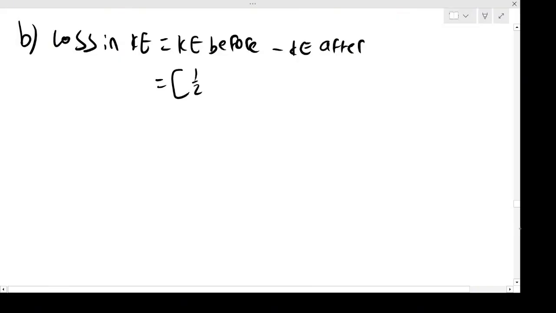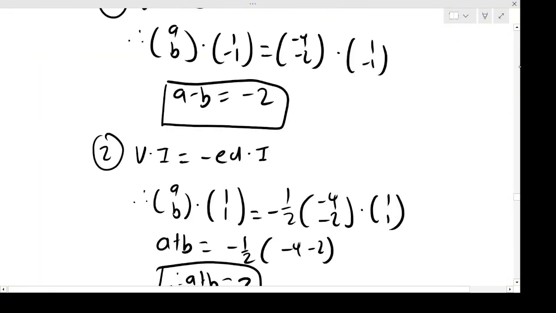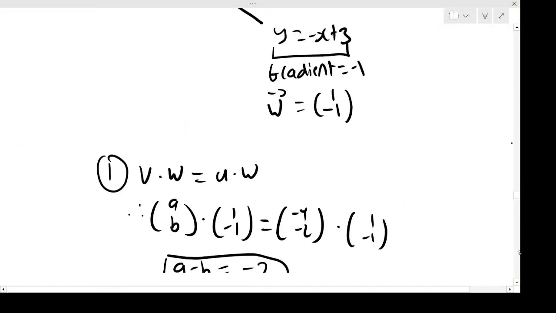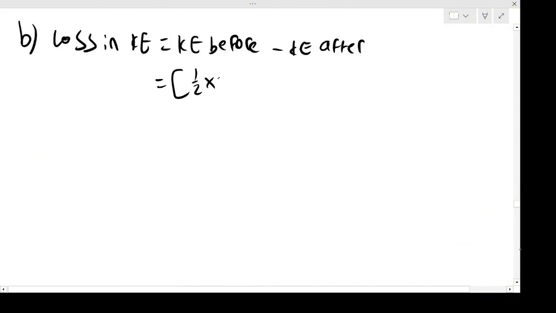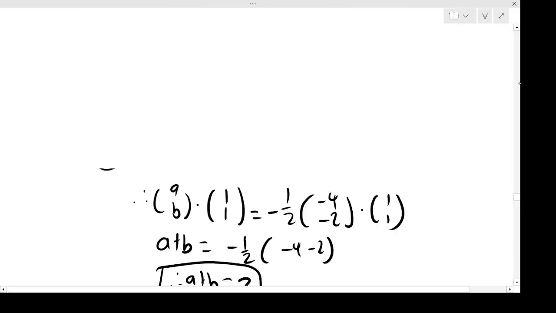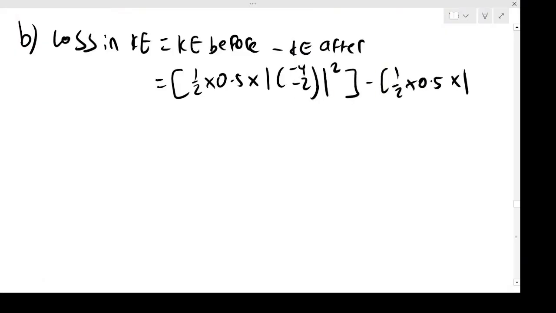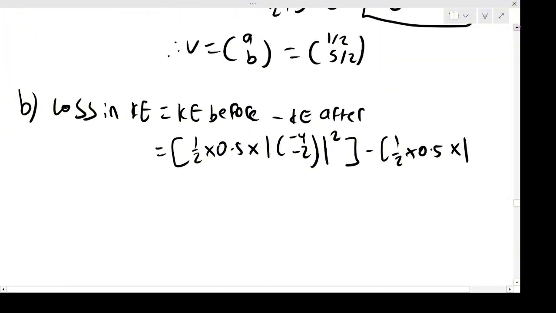So it's going to be a half times the mass. The mass is 500 grams, but we need to get it in standard units. That's 0.5 kg. So 0.5 for the mass. Make sure you're careful with your units. Times by the modulus of the original speed. Now, u was (-4, -2), so it's going to be the modulus of (-4, -2), and then that'd be squared. Take away then a half, lots of 0.5, and then the modulus of the speed afterwards we've worked out to be (1/2, 5/2).